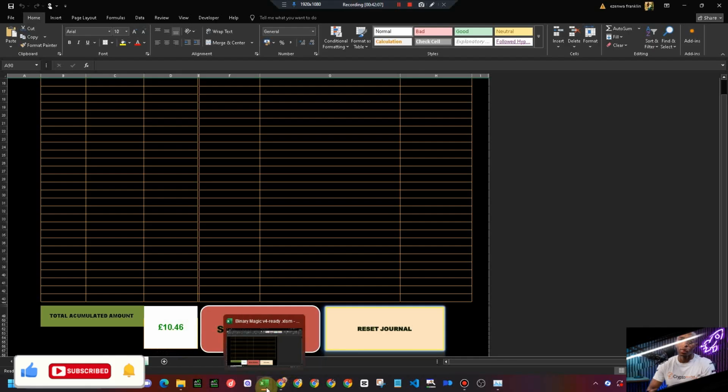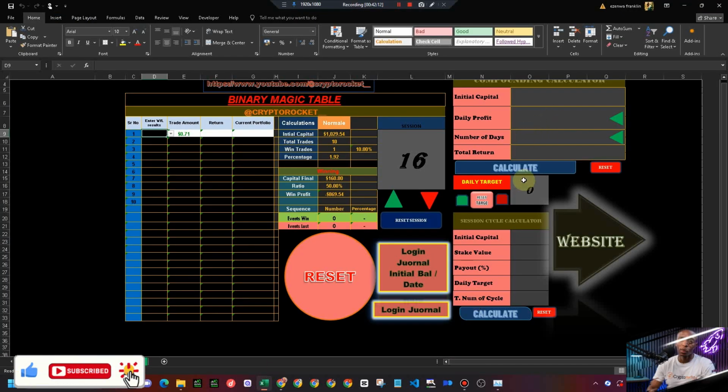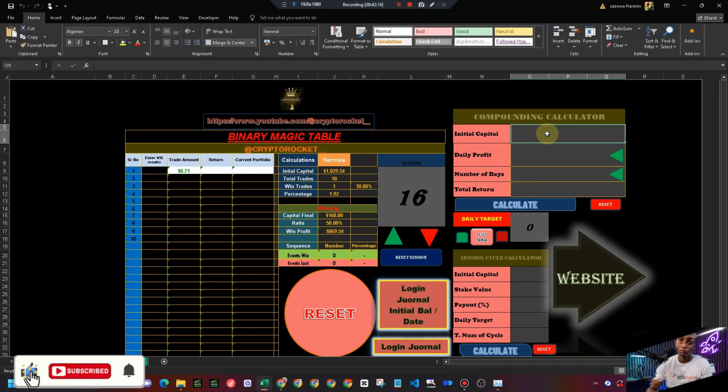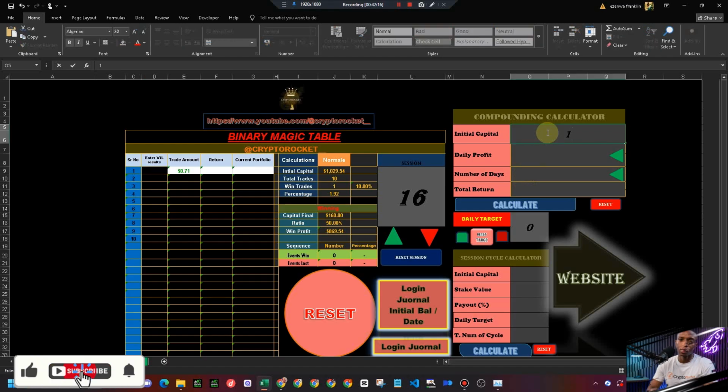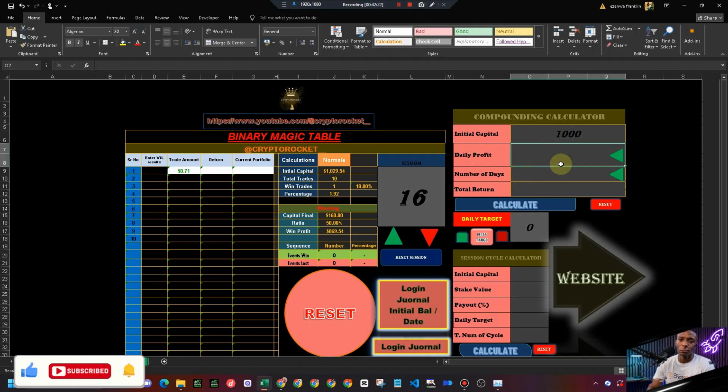And if we go to our main page, let me show you some things. For example, we have $1,000 for our initial capital, and our daily profit will start from our daily profit. We want to be getting $10. A number of days we want to trade, we want to trade our days to be 6.